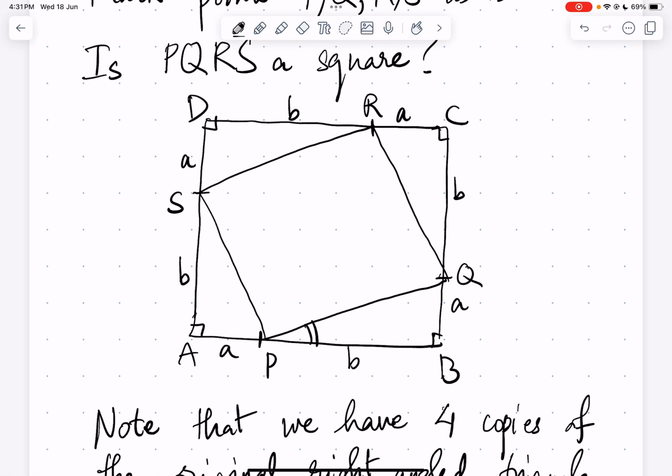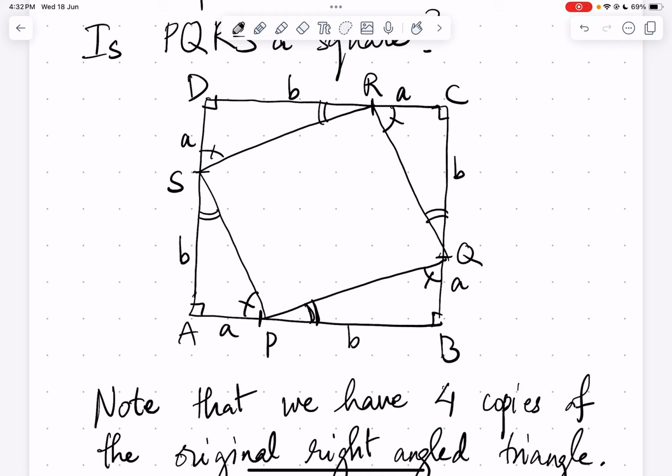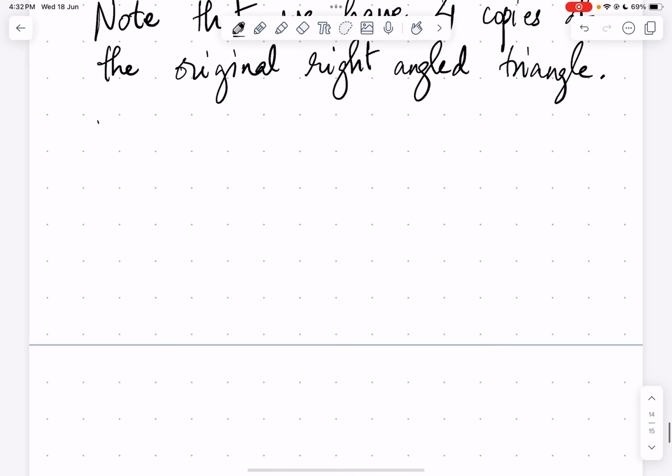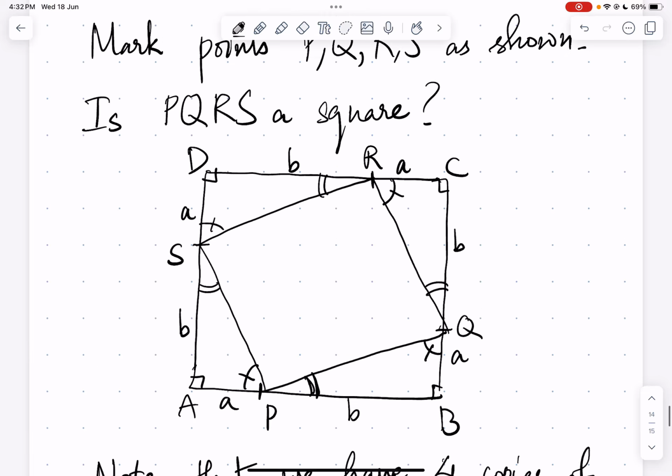The angle opposite to side length A, you can call the double arc angle. So all these angles are the double arc angles. The angle opposite to side length B, you can call the dashed angle or whatever. So this will be the dashed angle. And so we have angles as shown. Note that this double arc angle plus the dashed angle sum up to 90 degrees.